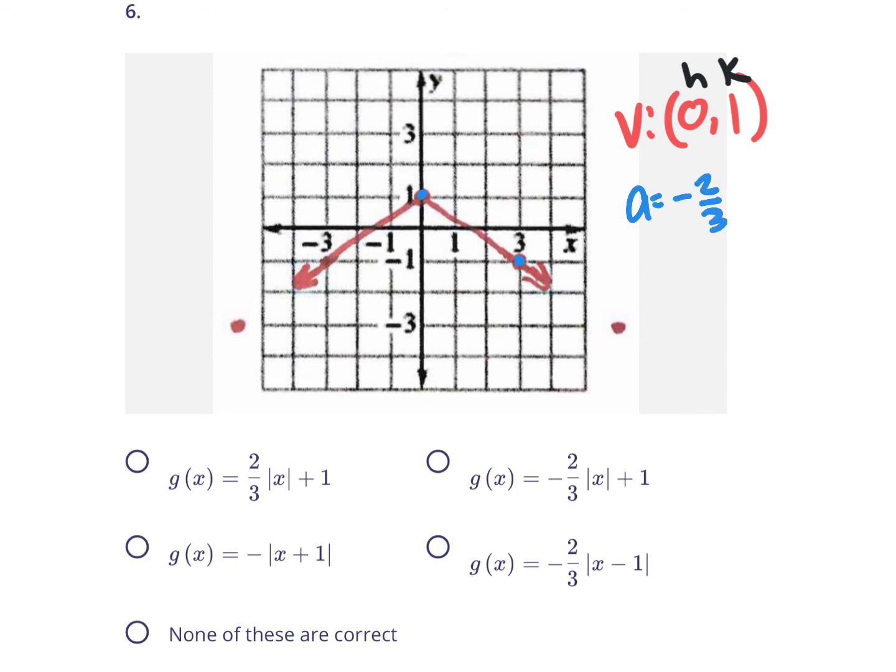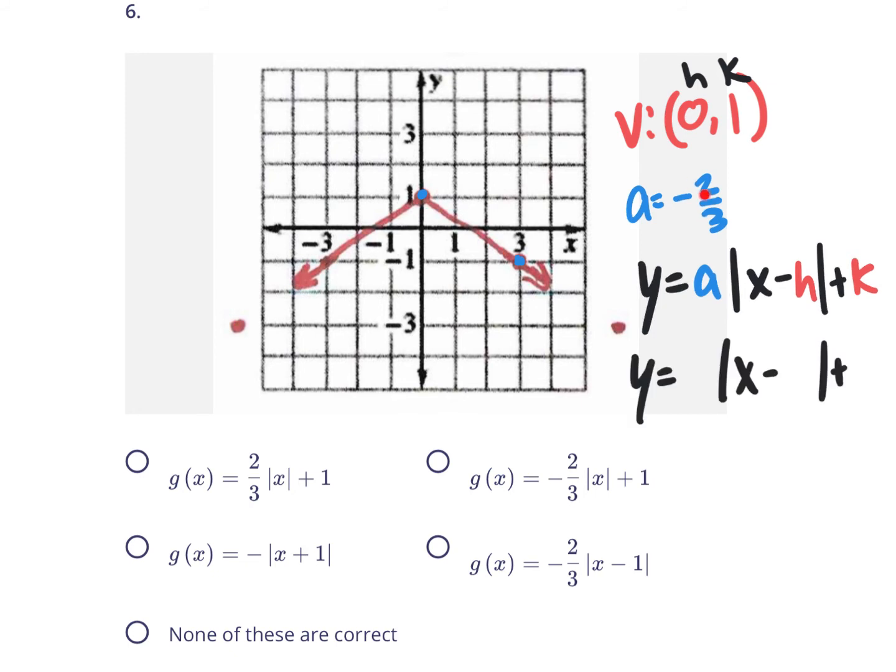So let's write our absolute value function form, and then let's rewrite that with blank spots so we can substitute our values safely. Let's take our a value of negative 2/3 and put it right here. Let's take our h value of 0 and put it right there. Let's take our k value, which is 1, and put it right there. And now let's clean up anything that we can. Do we have a minus minus that we could change to plus plus? No, but it is a minus 0, and we know that minus 0 is unnecessary.